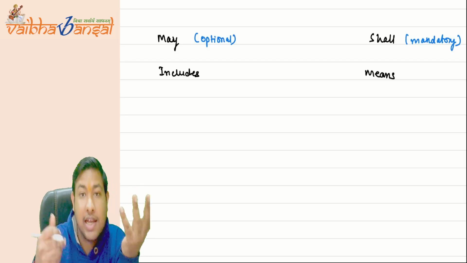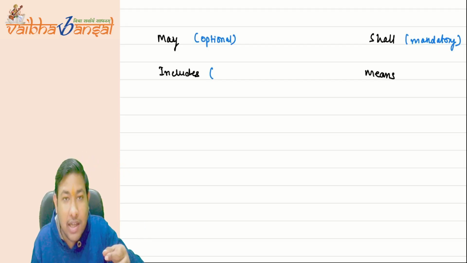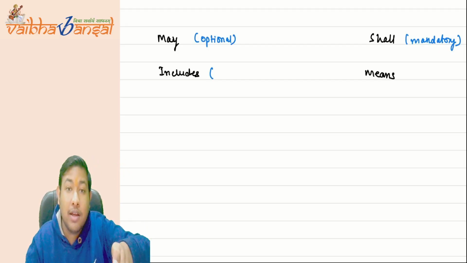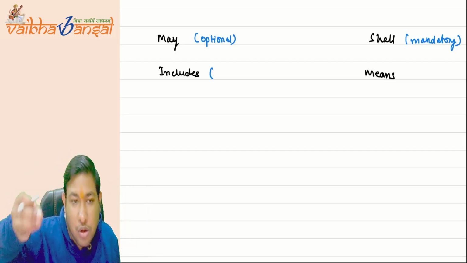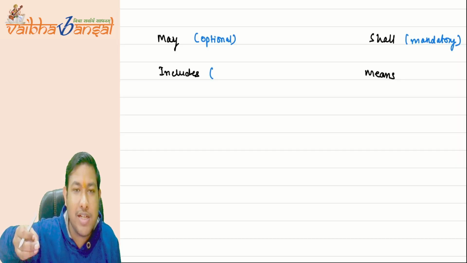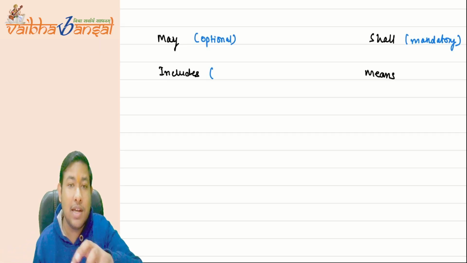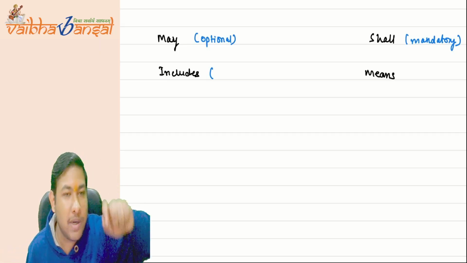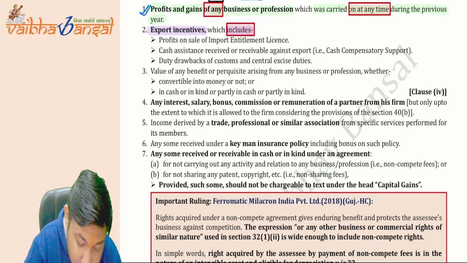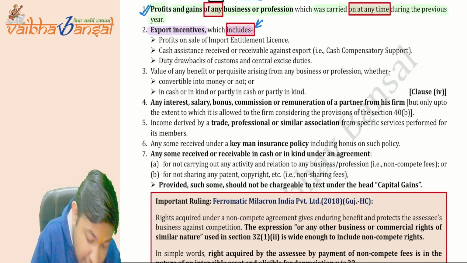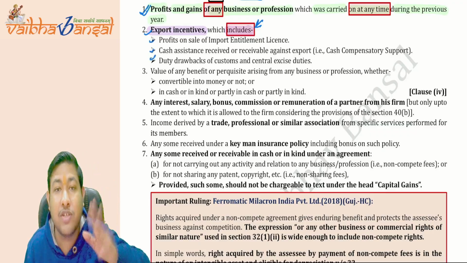Now what does it actually refer to? Includes means that what we are quoting is included, but may also include any other things. So we are not giving you the exhaustive list of these points, but it is going to be of a similar nature. If there is any other income that you are earning which is not written under these 3 points. Suppose the law says includes, the export incentives 1, 2, 3. The government said there are three export incentives which we are including.